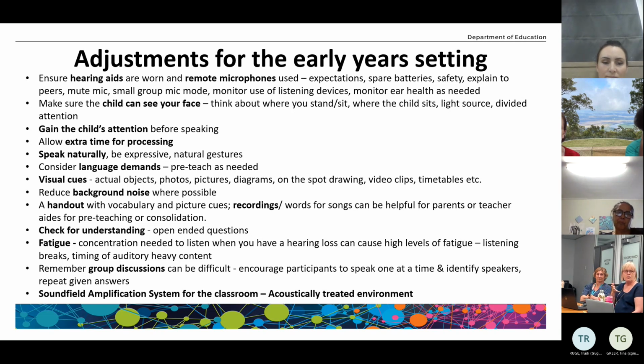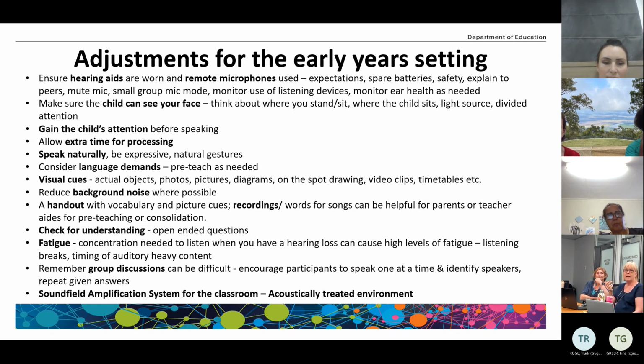Looking at the batteries, where are the batteries kept? Making sure you have spare batteries on hand all the time, and then safety for those batteries. Because they're button batteries, make sure that you're disposing of them safely.